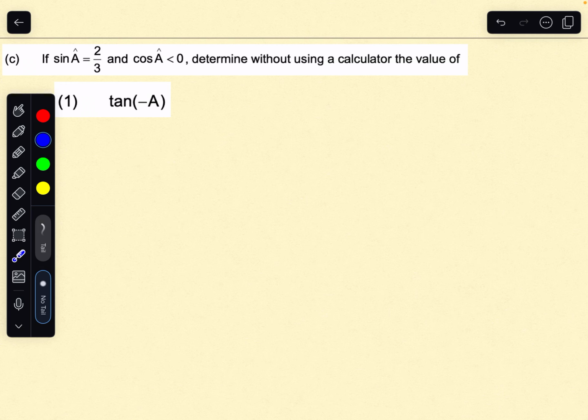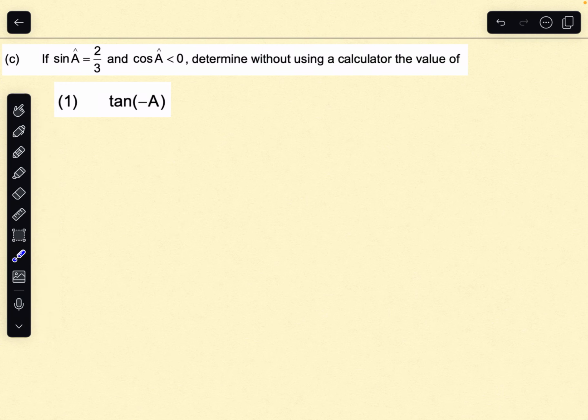Okay, so immediately what comes to mind for me is the sine ratio of this angle is positive. So if I think about CAST, then there are two possibilities. It's either this angle is... which CAST is this one? My goodness.